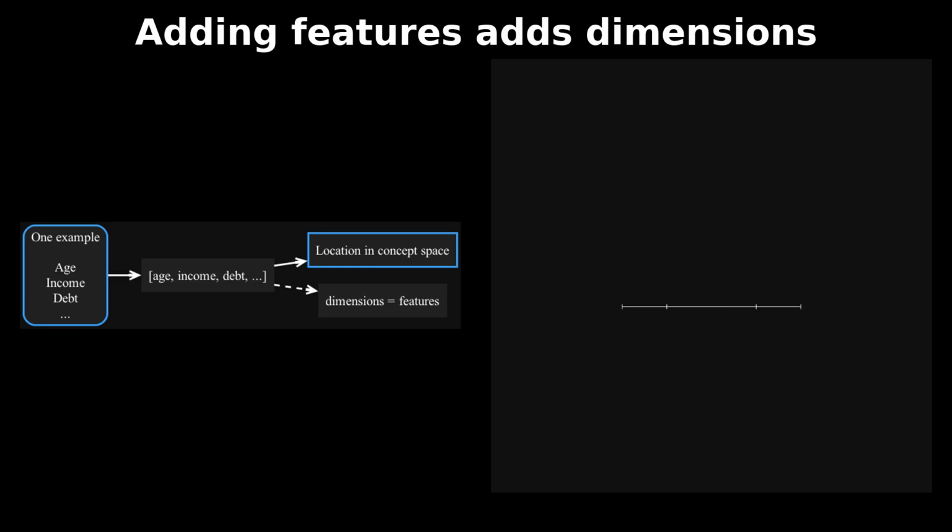To make that concrete, imagine a loan application described by a list of attributes: age, income, debt, and so on. That list is a vector, not an arrow you shoot through space, but a coordinate in a concept space. When you add more features, you are not adding mystery. You are adding dimensions, meaning more directions the model can use to separate patterns.